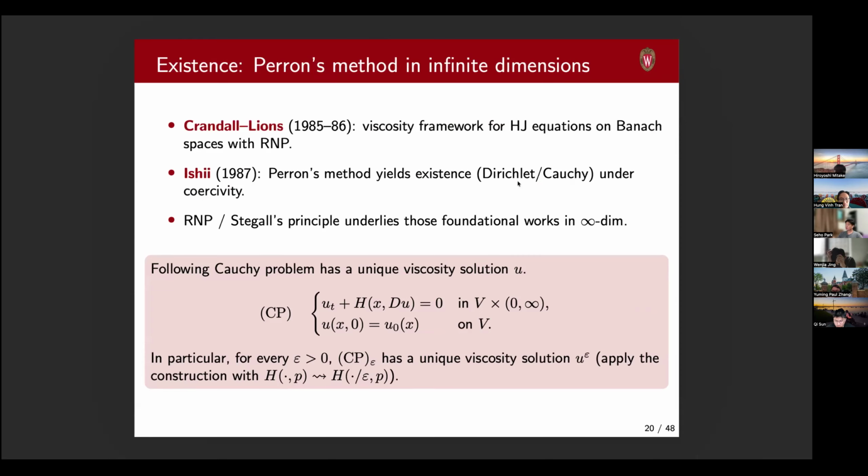Okay, so for Banach spaces with the Radon-Nikodym property, Crandall and Lions developed the viscosity framework for Hamilton-Jacobi equations. They developed uniqueness, existence, stability, etc. And also Ishii developed the Perron method. It also works on Banach spaces with the Radon-Nikodym property. Based on this well-posedness theory, we have the existence of a uniquely existing viscosity solution of our Cauchy problem, and also for our oscillatory problem.